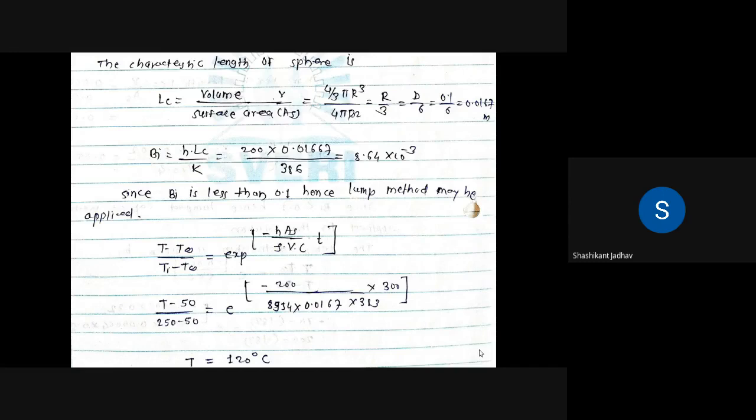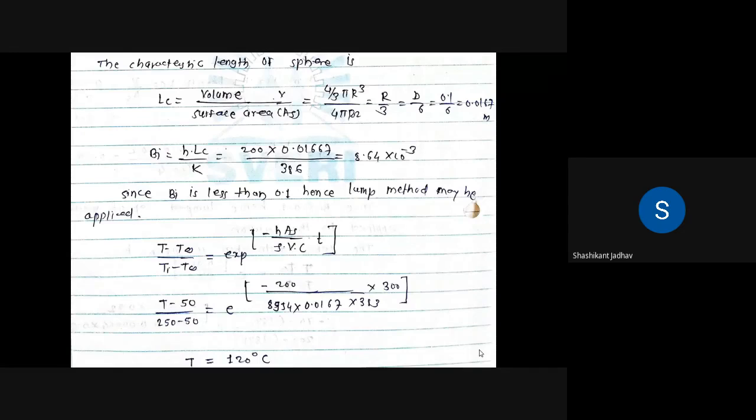So we know the standard formula for the lumped analysis method and find out the value of capital T, that is the temperature after 5 minutes. So what is the standard formula for lumped analysis? That is (T minus T infinity) divided by (Ti minus T infinity) is equal to e raised to minus h into As into t divided by rho into V into Cp.